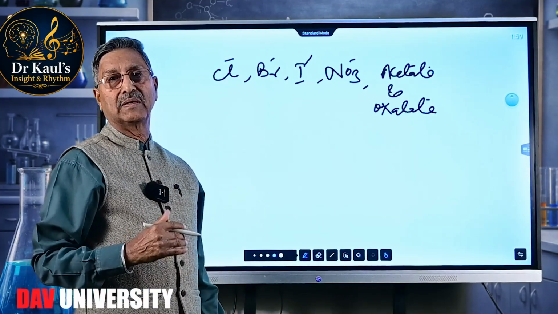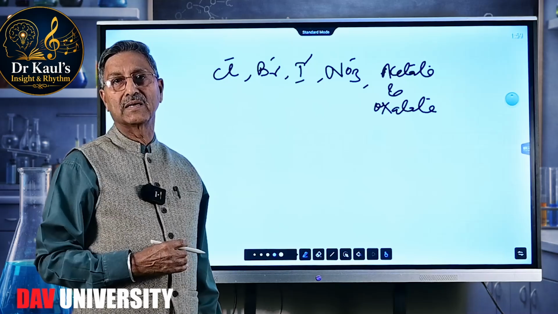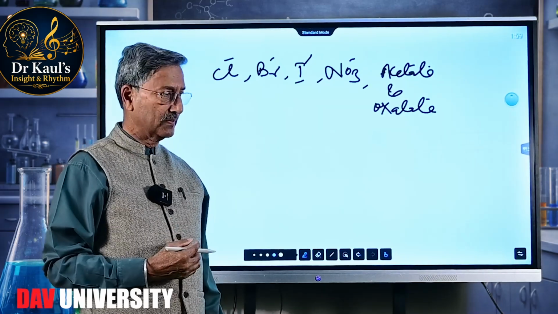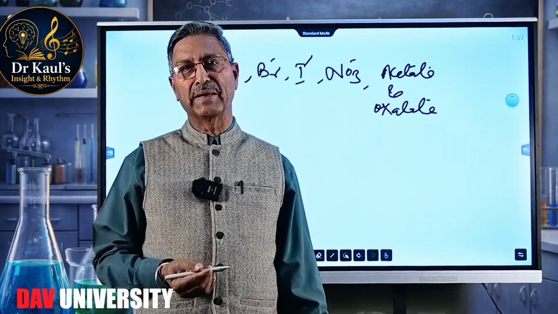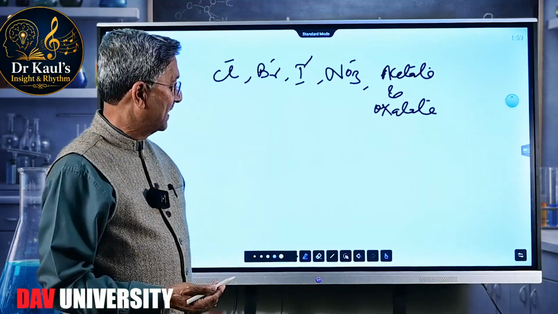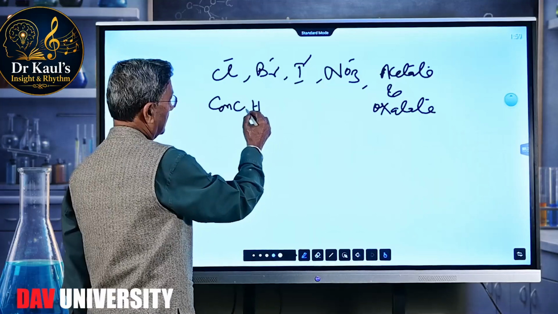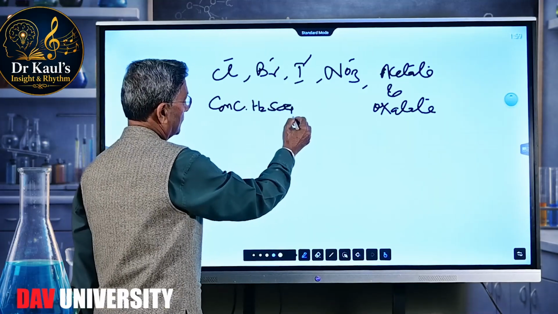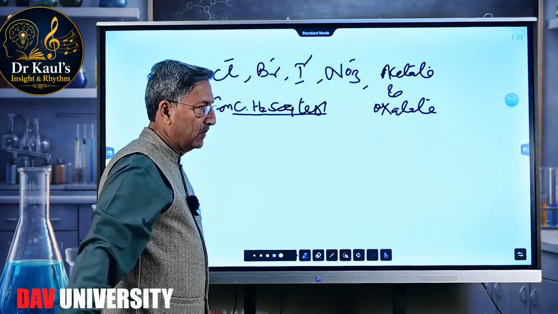I am eliminating radicals like fluoride, tartrate, arsenite, arsenate, etc. from this discussion, as this is a preliminary discussion for beginners. Now, let's start the concentrated H₂SO₄ test. Procedure for this.